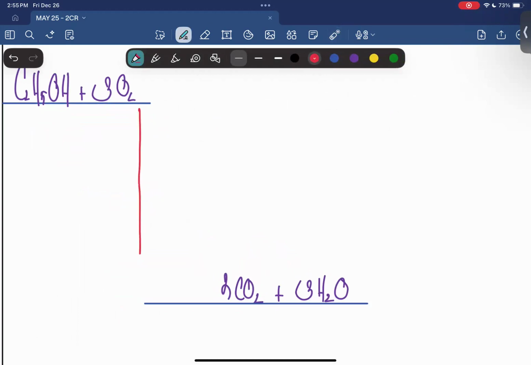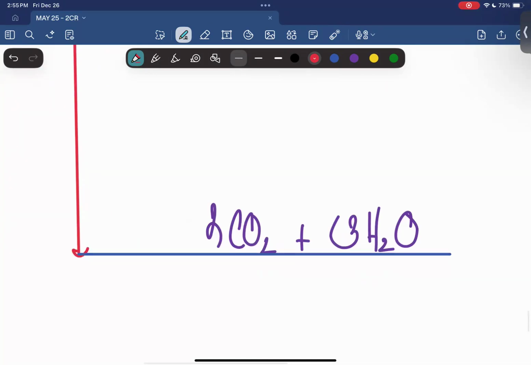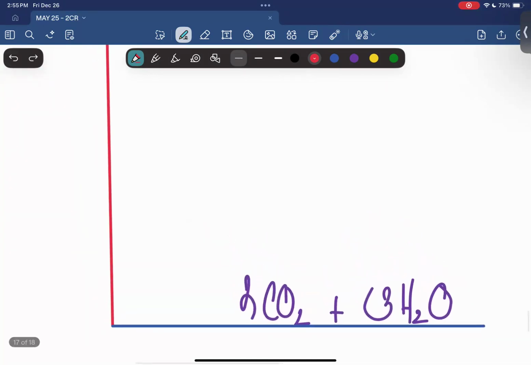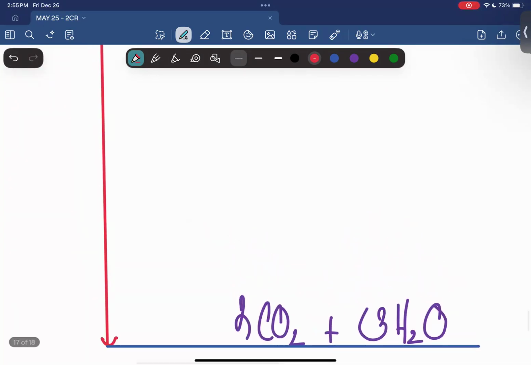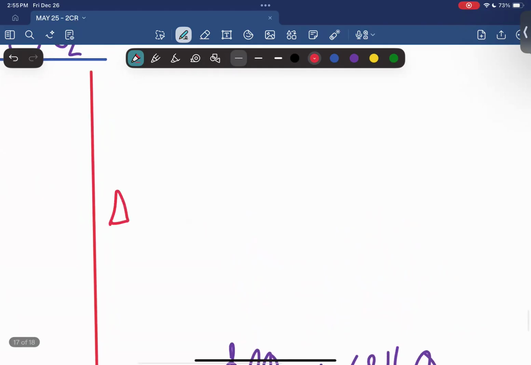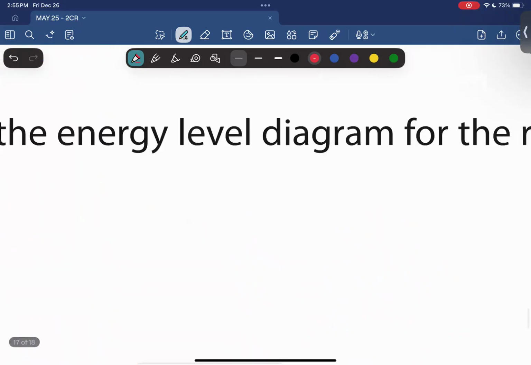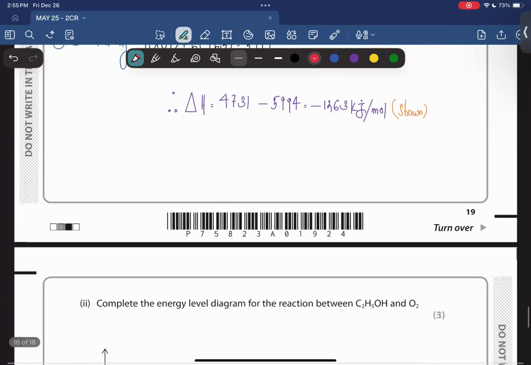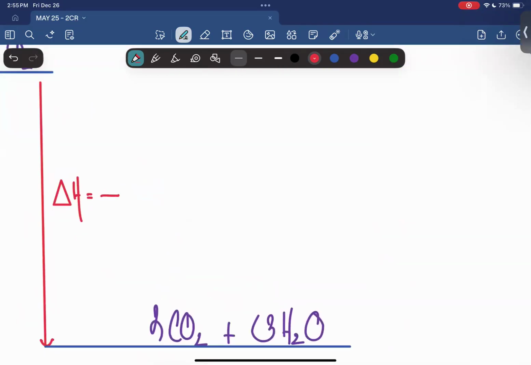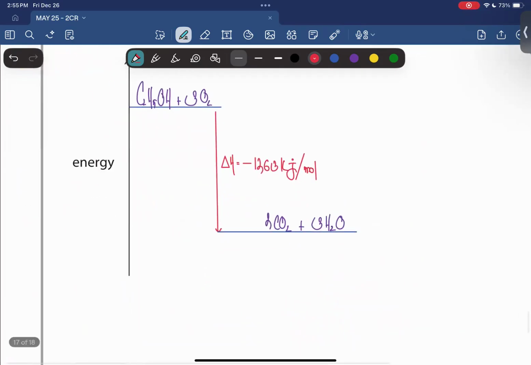So this over here represents the value of delta H. I mean, this is good practice. Delta H, that is minus 1263. In your mark scheme they haven't mentioned this, but yeah, this is good practice. Okay, moving on.